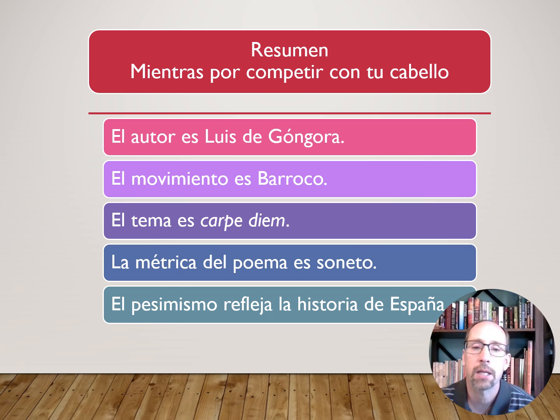So again, the author is Luis de Góngora. And typically you just need to know the last name to keep it simple. Baroque is the movement. Carpe diem is the theme for seize the day. And notice that it's el tema. A lot of people want to mix that up, but there's a whole list of words that end in ma that are masculine. Another example is el poema. There's a whole bunch of words that come from Greek origin and end in ma, so please don't mix those up. La métrica, or the meter, is a sonnet. And the pessimism of Spain, what's going on in the 1600s, even though it's called the golden age of Spanish literature, because there's still a lot of literature being produced. In the 1500s, it was good things about Spain. Now in the 1600s, it's pessimism about Spain.